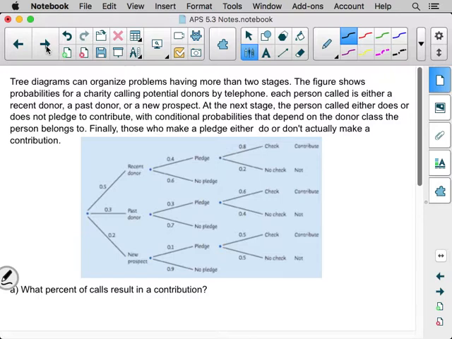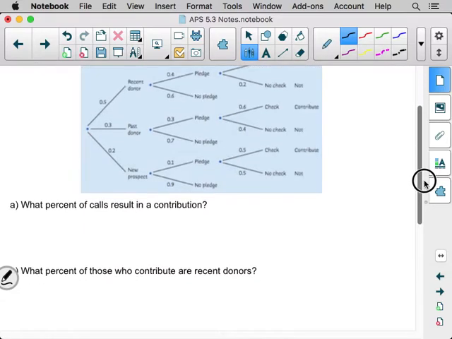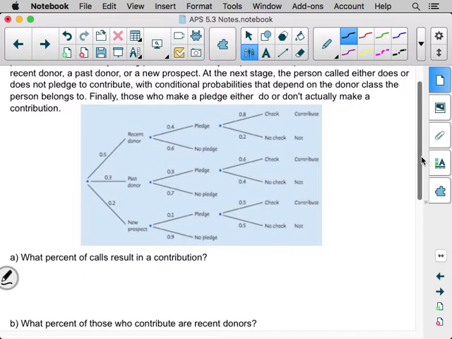Tree diagrams can organize problems having more than two stages. The figure shows probabilities for a charity calling potential donors by telephone. Each person called is either a recent donor, a past donor, or a new prospect. At the next stage, the person called either does or does not pledge to contribute, with conditional probabilities that depend on the donor class the person belongs to. Finally, those who make a pledge either do or don't actually make a contribution. So our first question: what percent of calls result in a contribution?